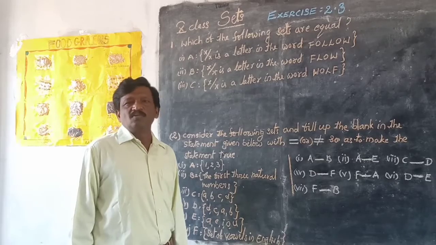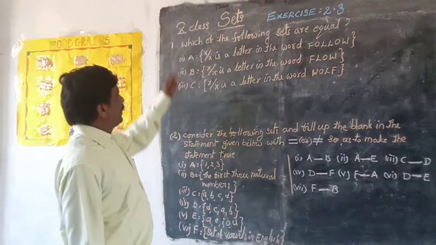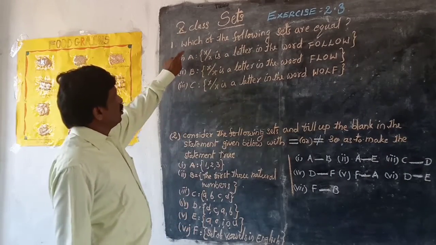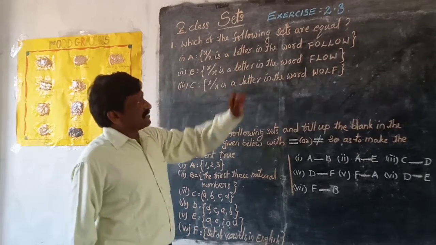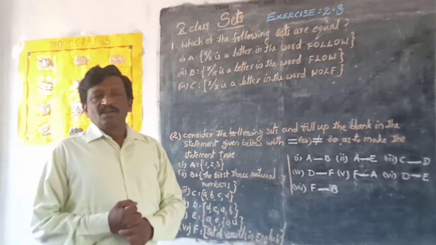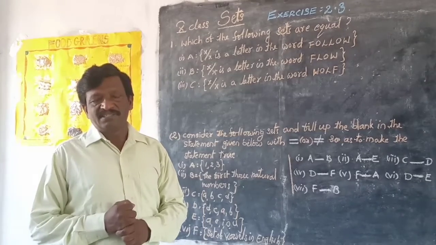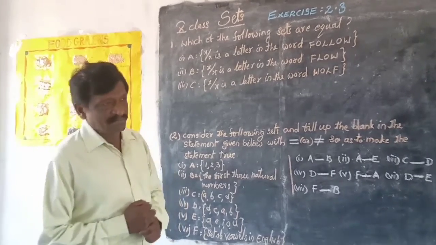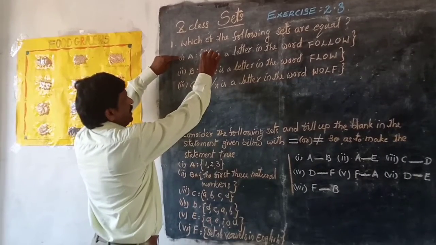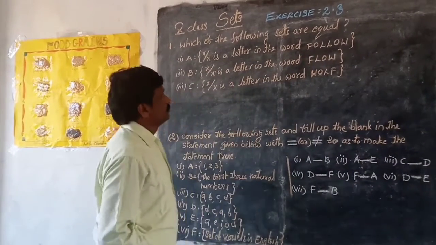And 2.2 in the sets of the 10th class. Now we are learning 2.3. Which of the following sets are equal? Equal sets: same elements in both sets is called the equal sets. Same elements.